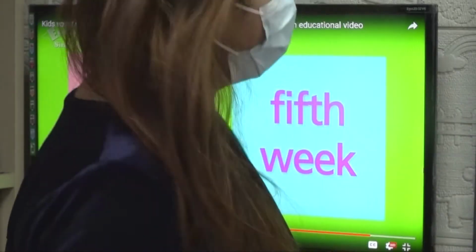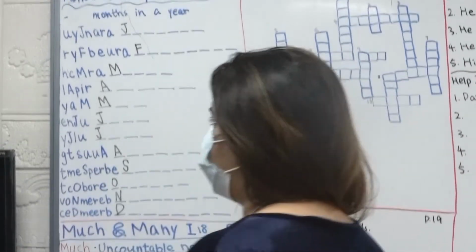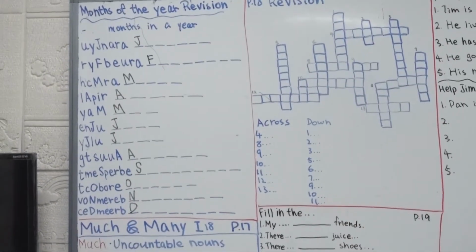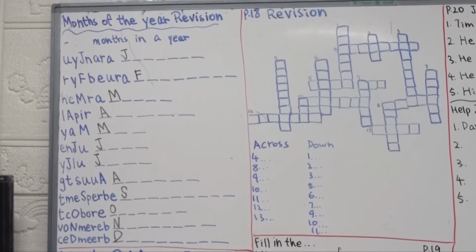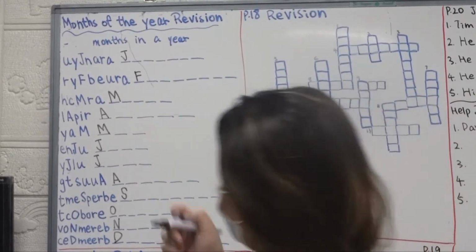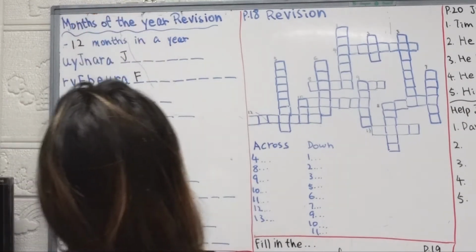So yeah, we are done with our revision video. Now let's have a look on the board. So today we will be doing some revision on the spelling of months of the year. First of all, you tell me how many months are there in a year. There are 12 months, right? There are 12 months. Very good. 12 months in your year.